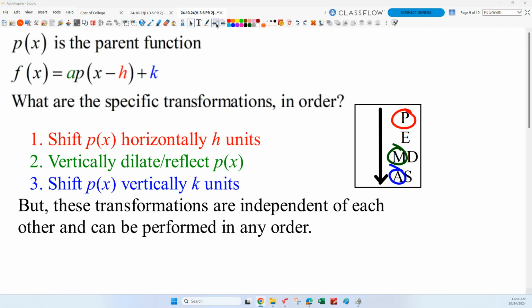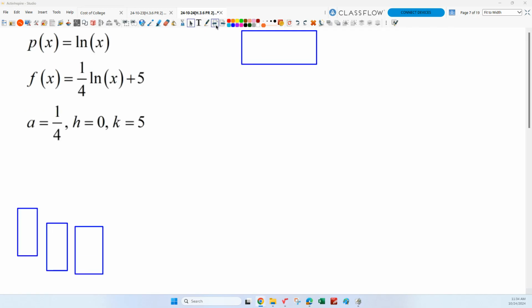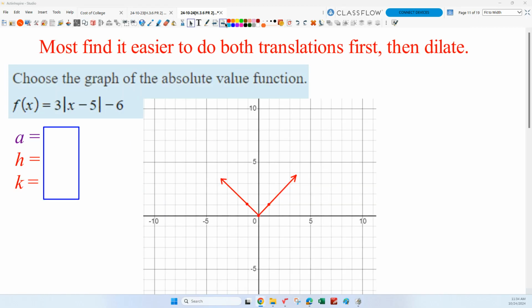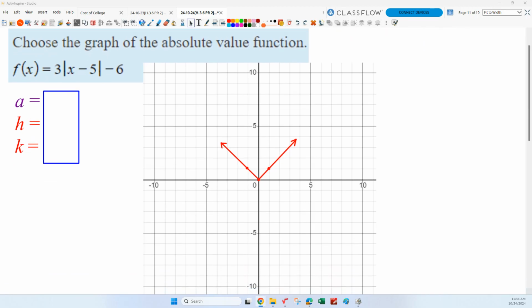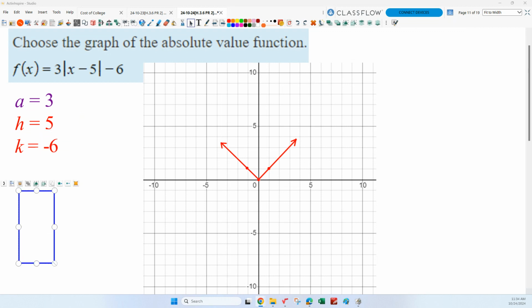Let me ask you something here. If I do an example, I want to go back to one for just a second. Have we moved one of these yet? Actually, let's scoot ahead for just a second. What about this one? If I want to transform this absolute value function, what are the values of A, H, and K real quick? What's A? 3. What's H? 5. What's K? Okay, good. So now look what happens here when I do my translations first. I'm going to take this guy and move him horizontally 5 to the right, and vertically 6 down.